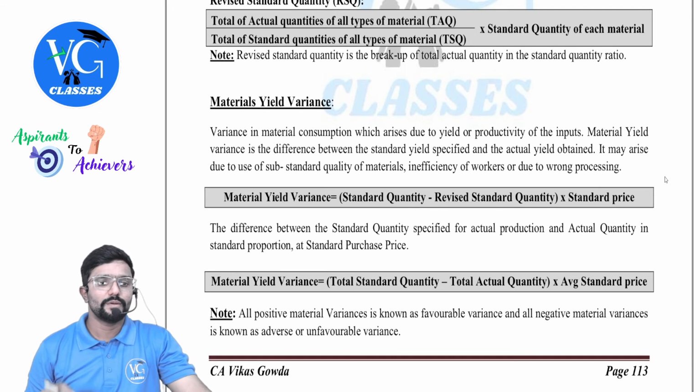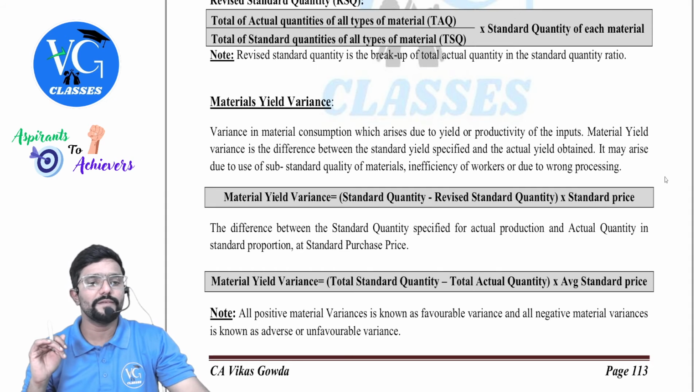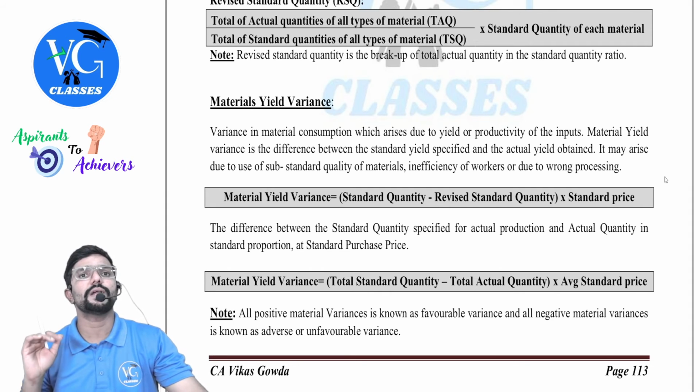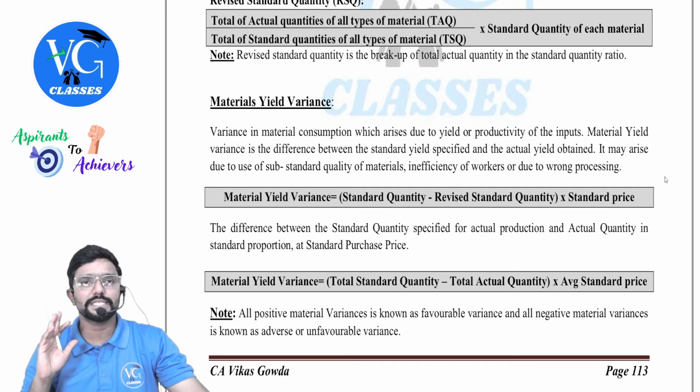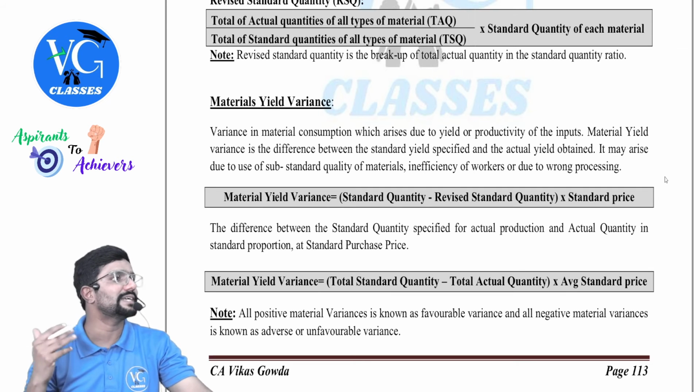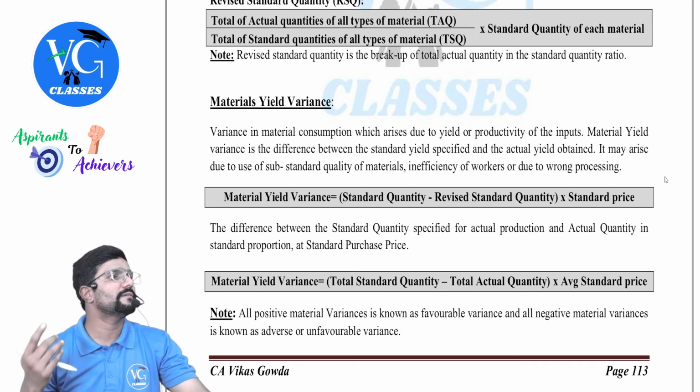Note, all positive material variances are known as favorable variance, and all negative material variances are known as adverse or unfavorable. Please be careful with this calculation. Whenever you get a negative answer on your calculator, it is adverse. Whenever you get a positive number, that means favorable.